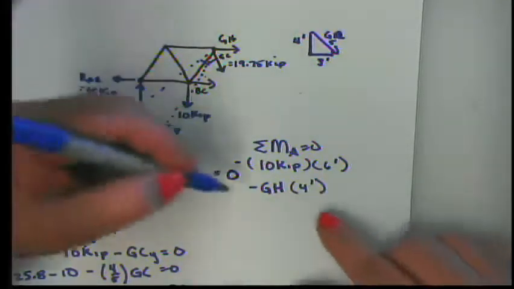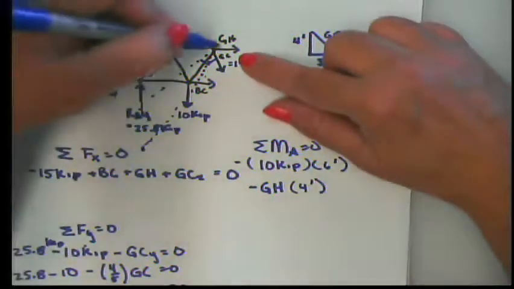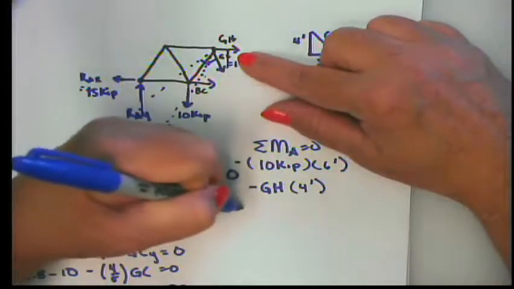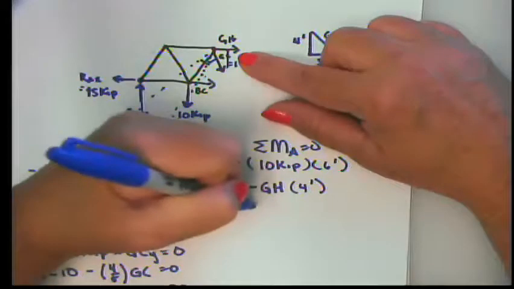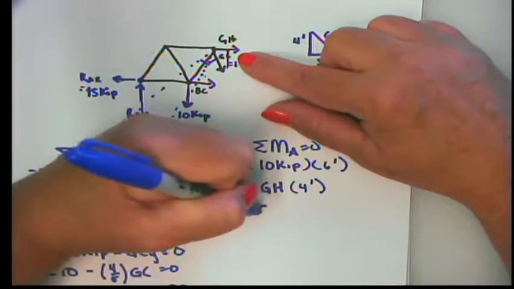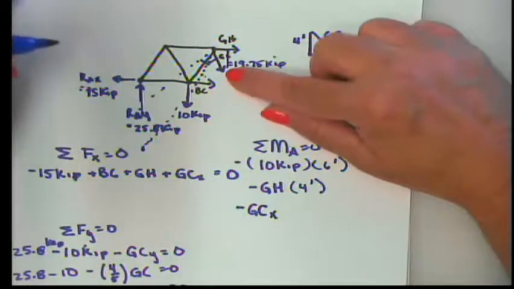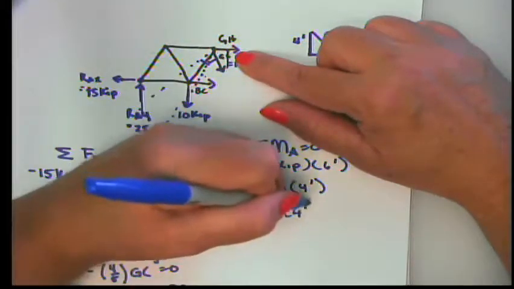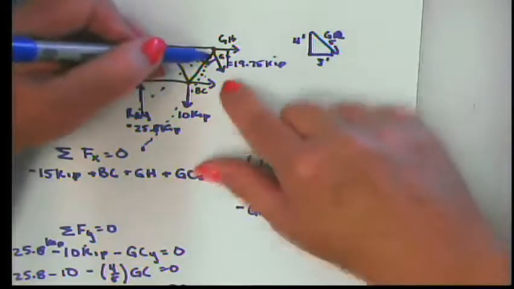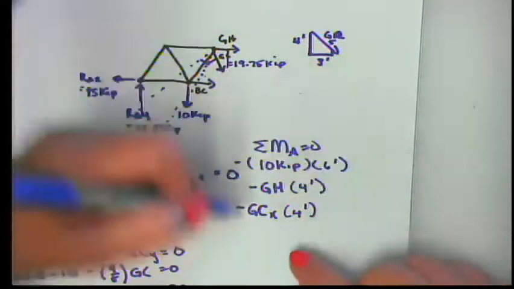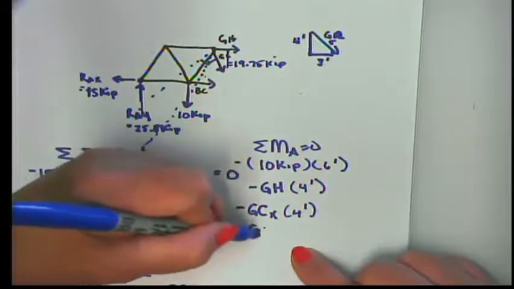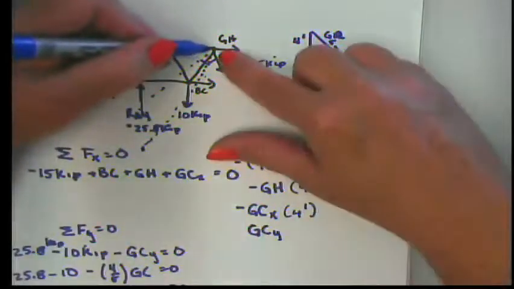Okay, so then let's do this. If we look at G sub C, we have an X directional component, and that's going to create a clockwise moment. So G sub C in the X direction times, since that's X, the vertical moment arm, which is 4 feet. But then in the vertical direction, G sub C in the Y direction, we want the horizontal moment arm.